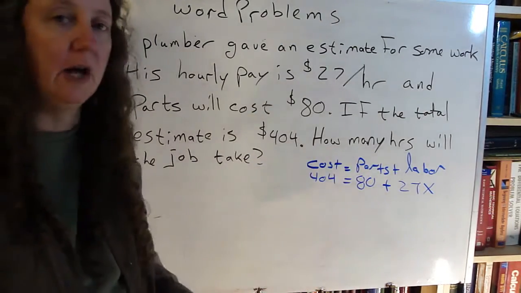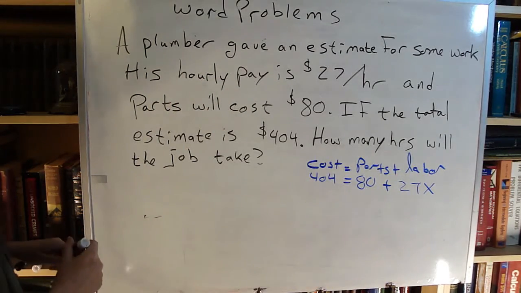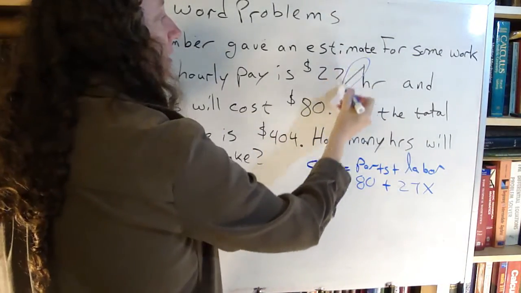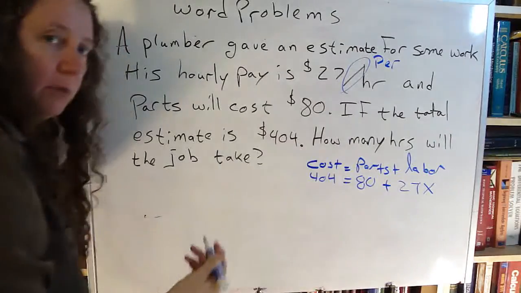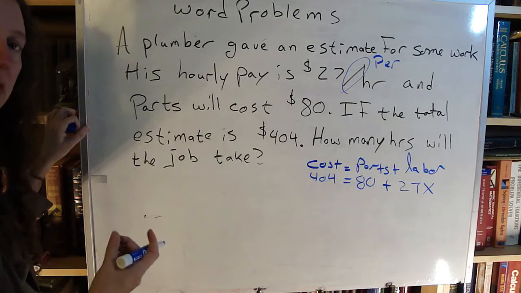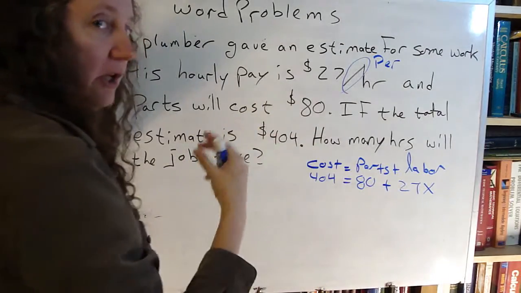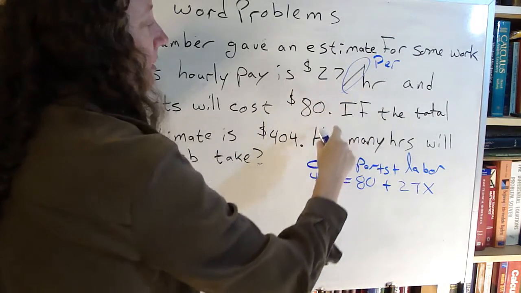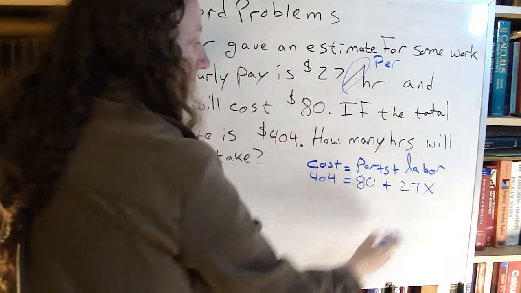If you don't already know that, you have to pick out the information from the problem. One of your hints, whenever you see the word per, or you see the slash meaning the word per, that is probably going to be where your variable goes. Not always, but probably. Until you get into higher levels of math. So here we have 27 per hour. So I'm going to take that 27 and multiply it by hours.